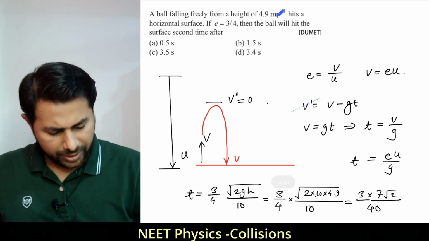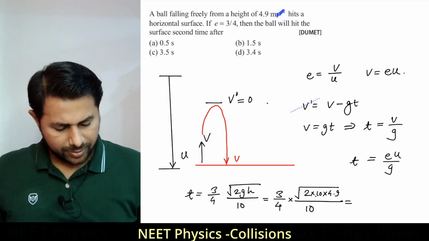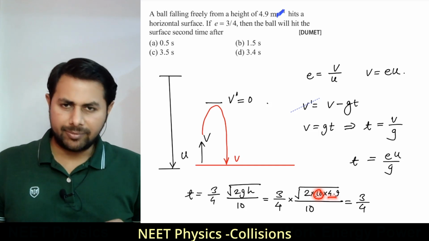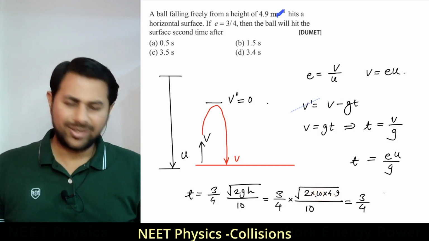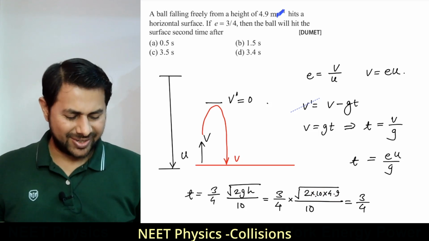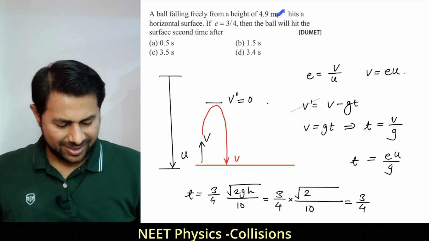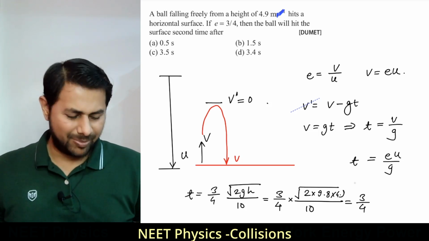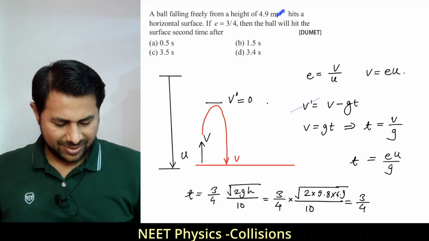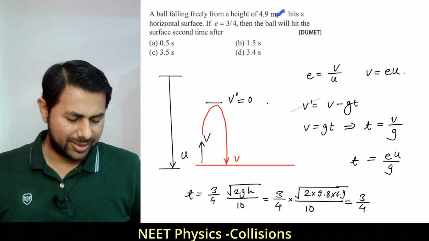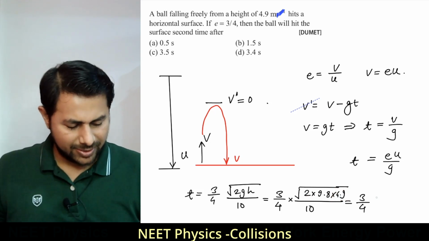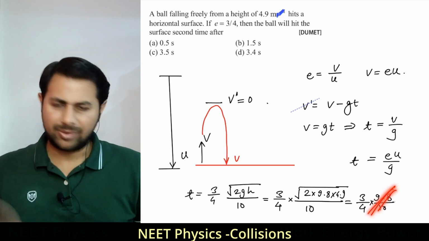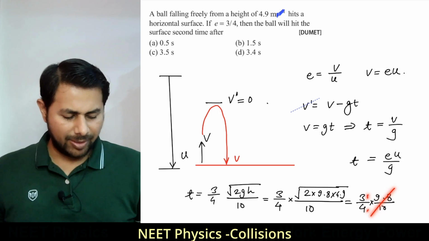Or shall we take 9.8? I guess that will be simpler. 3 by 4. If we take 9.8 here, so 4.9 times 2 is 9.8. Then its square root, so it will become 9.8 square. Right? In place of 10, I will take g is equal to 9.8. Then you have 4.9, so this is 9.8 square. Right? 4.9 times 2 is 9.8. So then you have 9.8 divided by 10. So here we can just cancel it out. Okay, we can forget about this. So 3 by 4 means 0.75.